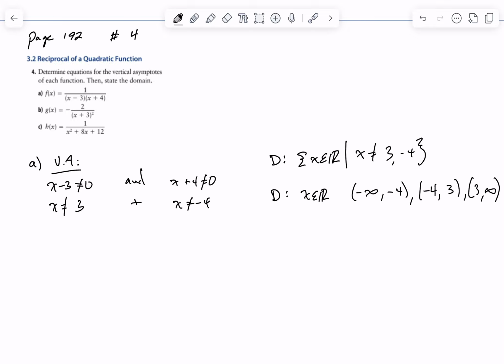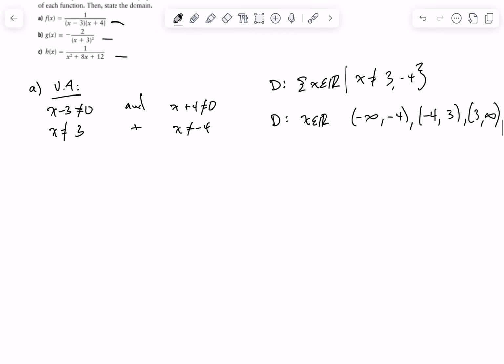I think the difficulty really just comes down to the identification of where the vertical asymptotes are. Okay, so for B, the vertical asymptotes here are going to be where x plus 3 squared cannot equal 0. If you were to square root both sides, x plus 3 can't be 0. Sorry, x can't be negative 3.